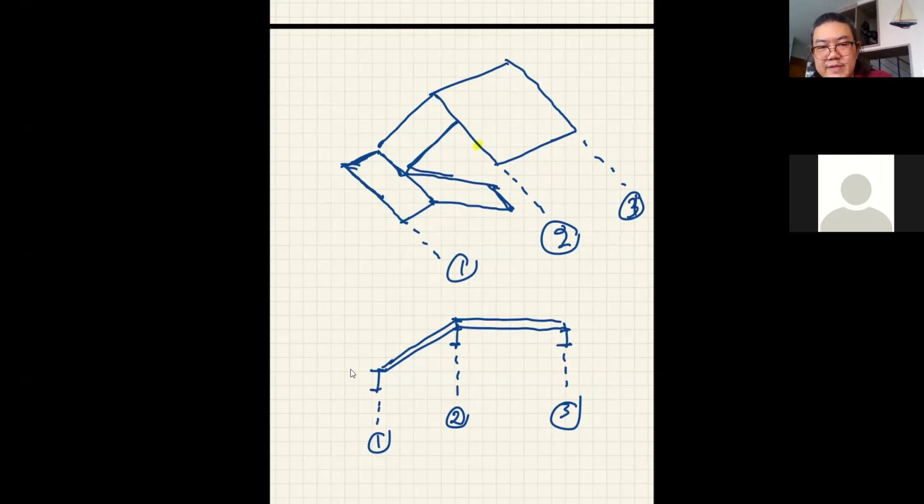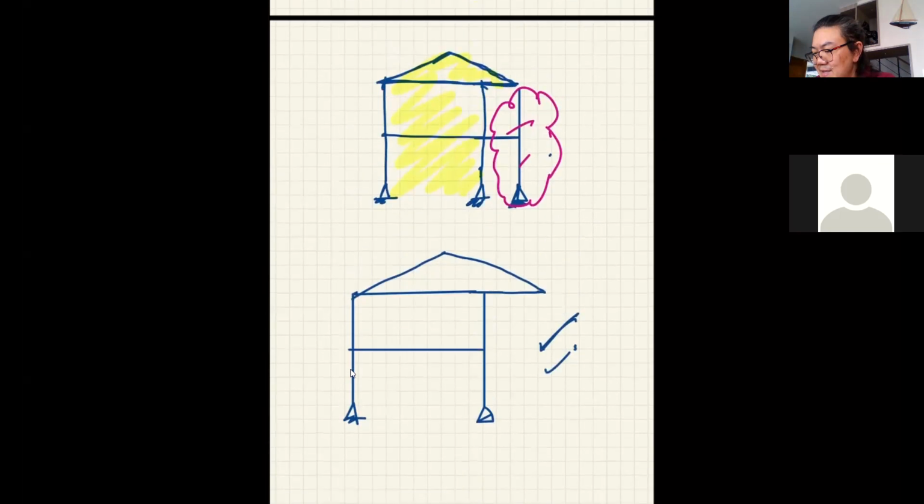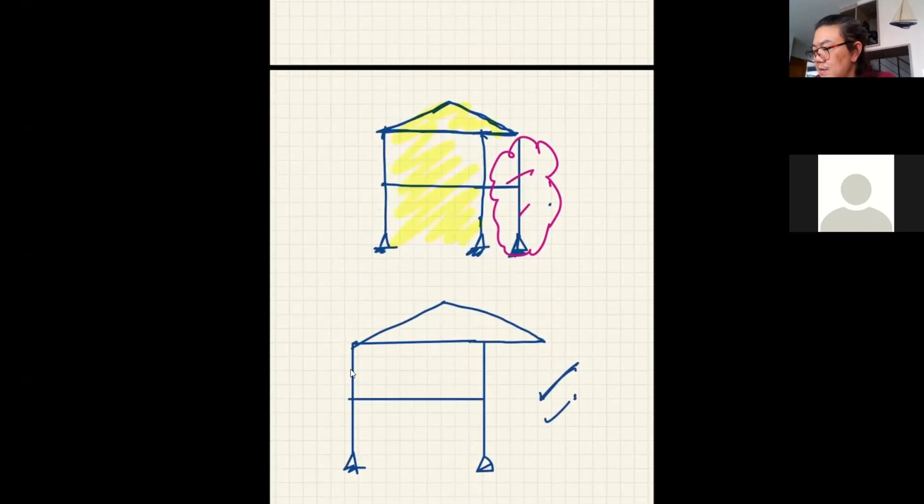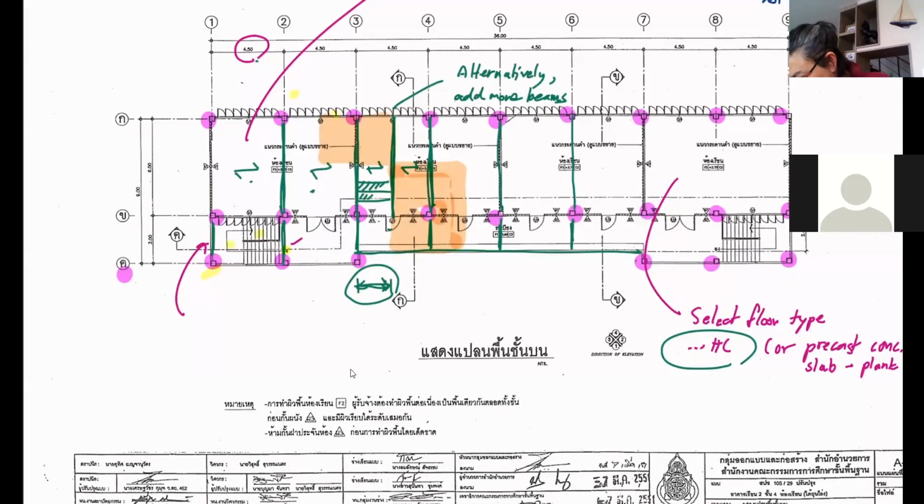So I would not design this beam as a continuous beam. It has to be a simple beam. Okay, so this better be a simple beam here. That means in reality, you can only have a frame like this in grid number 2 and 3, and then 7 and 8, right? Not many.